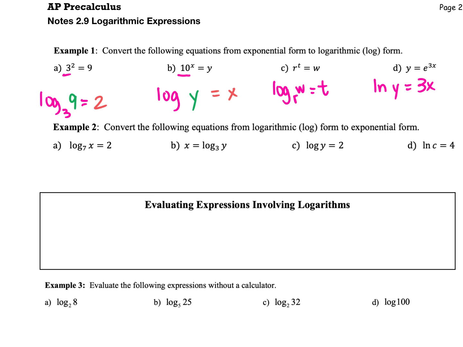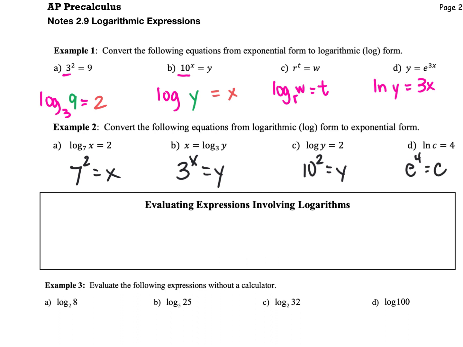All right, let's look at this one. So if I rewrite it, my base is 7. What's my exponent going to be? 2. And it equals the number inside, which is x. Okay? Likewise, on the next one, my base is 3. What's my exponent going to be? X. And it equals the y, which is inside. All right? What about the next one? What's my base? 10 to the second would equal y. And the last one, e to the fourth would equal c.